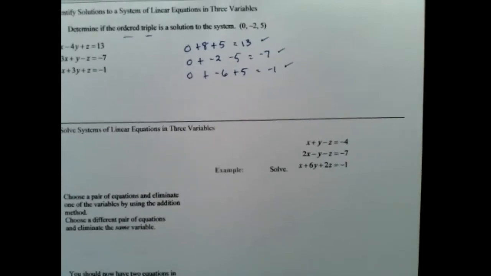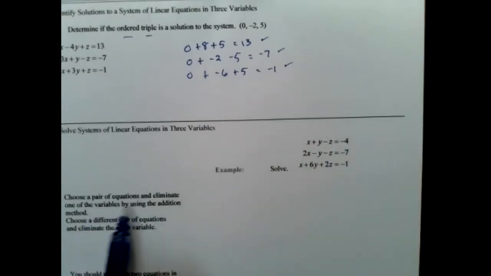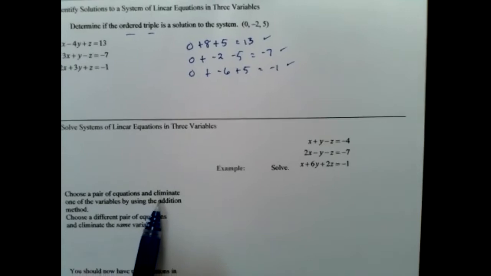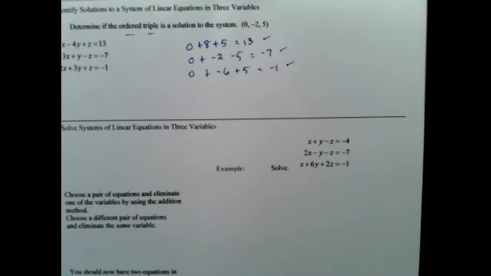So I need to pick a variable to pick on. I'm looking at this and saying, okay, which one do you want to get rid of? Which variable, X, Y, or Z? X, Y, or Z? Pick one. Z, okay. What this says over here is choose a pair, and we're going to eliminate the Z. Then choose a different pair and eliminate the same variable, Z.